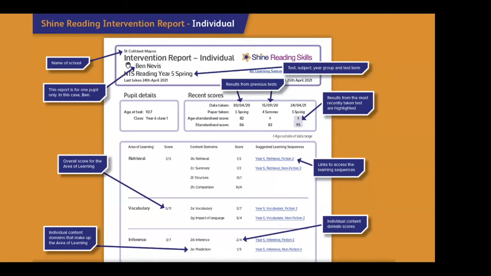So because this has been highlighted as needing some extra support, there are then suggested learning sequences here, and you get fiction and non-fiction learning sequences to help out. You've got those for retrieval, for vocabulary and for inference as well. These learning sequences are very easy to use. All you need to do is click the hyperlink and it'll take you straight into all of the planning and remedial support to do that intervention. Next slide, please.